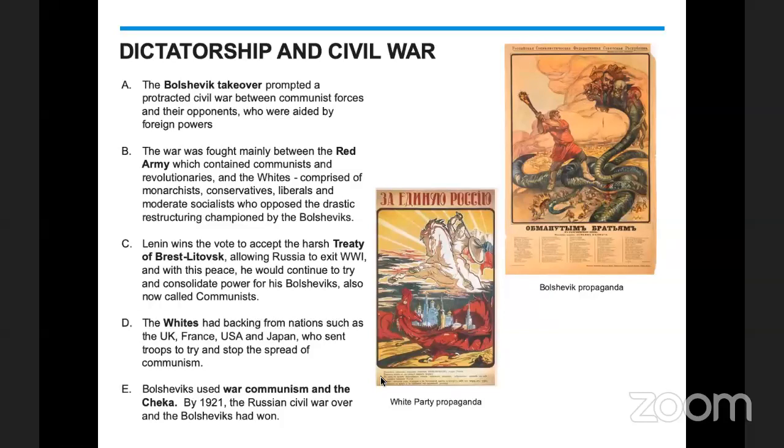And now Lenin is able to really focus on consolidating power for his Bolsheviks, which now we're also going to call communists. And that communism is going to bring in foreign powers to try to stop the communism. The whites are going to have backing from the United States, France, Britain, and Japan, all of whom are going to try to stop the spread.